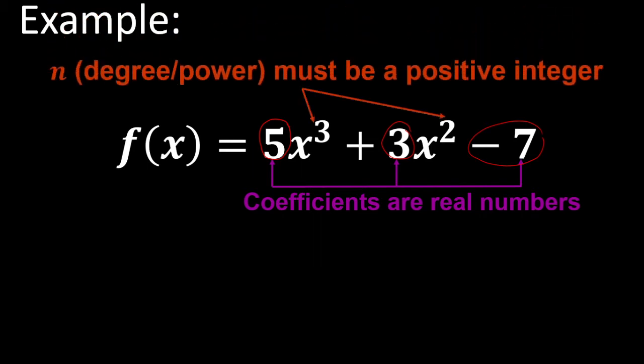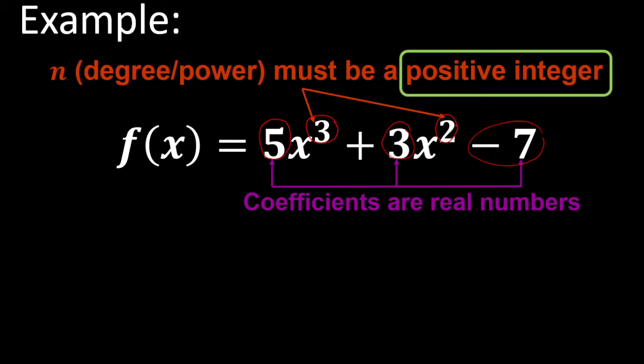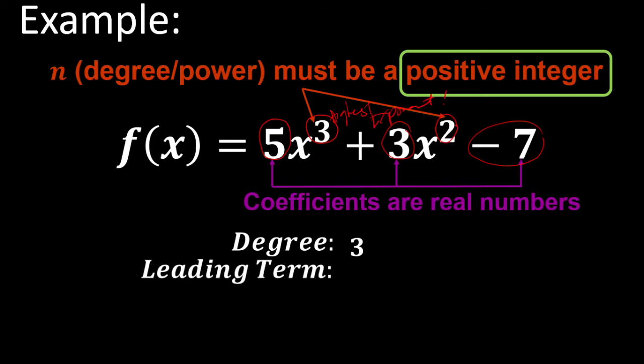Next, the degree. 5x cubed has a degree of 3, and 3x squared has a degree of 2. Okay? Next, and they must be positive. And 3 and 2 are both positive. Now, what is now the degree of the given polynomial function? The degree of the polynomial function is 3. Why? Because the highest exponent is 3.